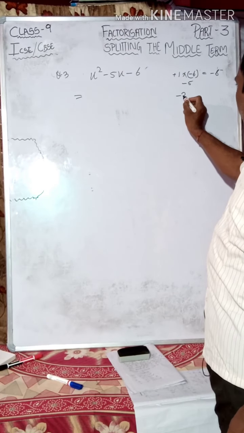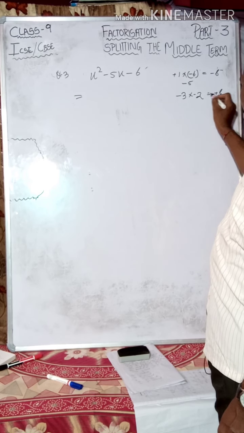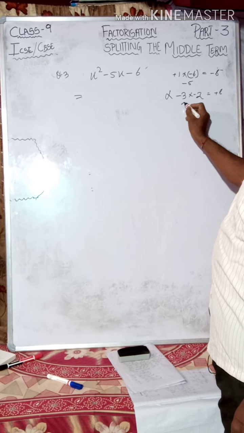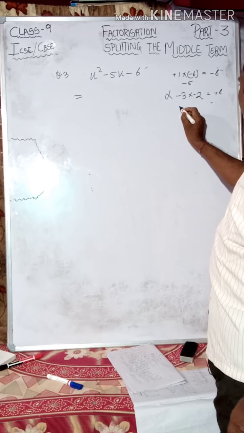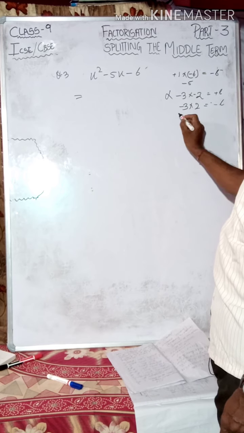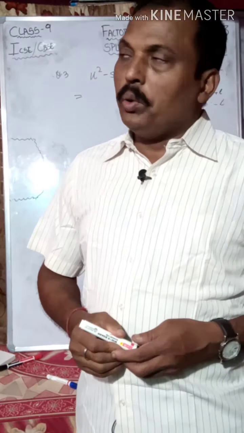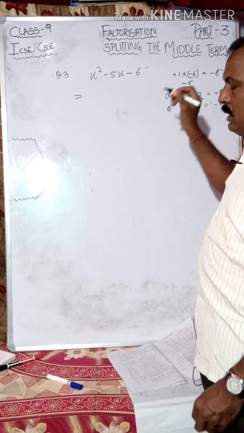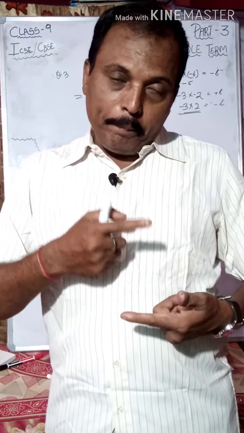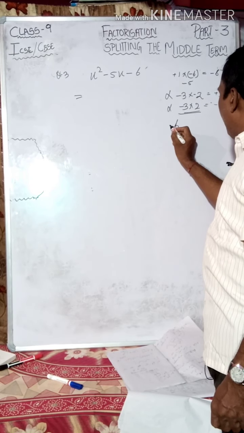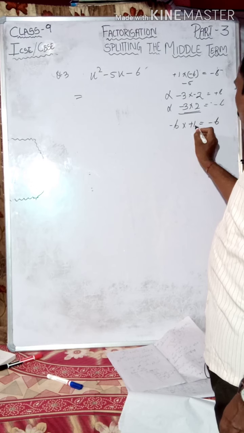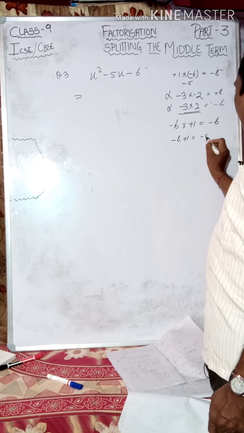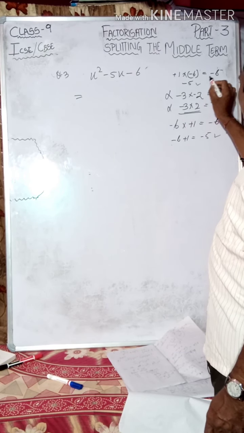If you take minus 3 into minus 2, that is equal to plus 6, so it is wrong. If you take minus 3 into 2, that is equal to minus 6, but the sum of minus 3 and 2 is minus 1, not minus 5, so it is cancelled, it will not be correct. So what numbers will we take? Their product will be minus 6 and the sum will be minus 5. Take minus 6 into plus 1, that is equal to minus 6, and minus 6 plus 1 is equal to minus 5. So the sum will be minus 5 and the product will be minus 6.